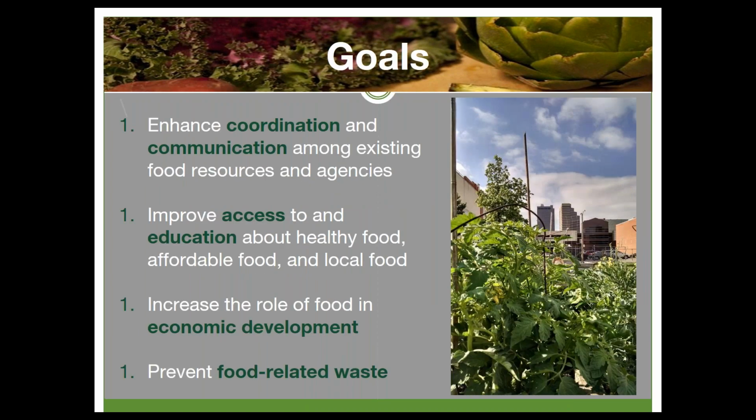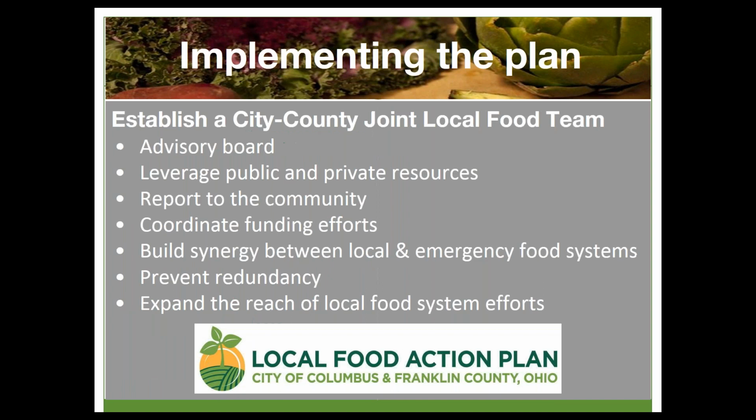So from the planning process, we further defined our goals, and if met, we'll achieve our common vision for the food system. And each of these goals then is supported by the actions in the plan. These goals are, of course, to enhance coordination and communication among existing food resources and agencies, improve access to and education about healthy food, affordable food, and local foods, increase the role of food in economic development, and prevent food-related waste. So the plan was adopted in November of 2016, and as a result, we're now moving into the phase of the implementation process.